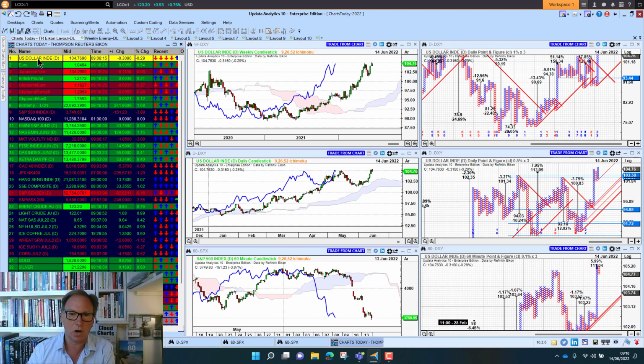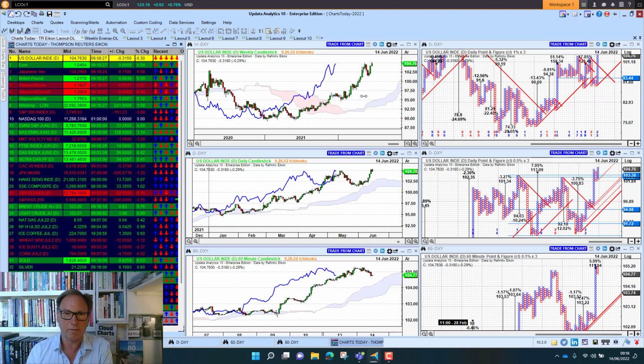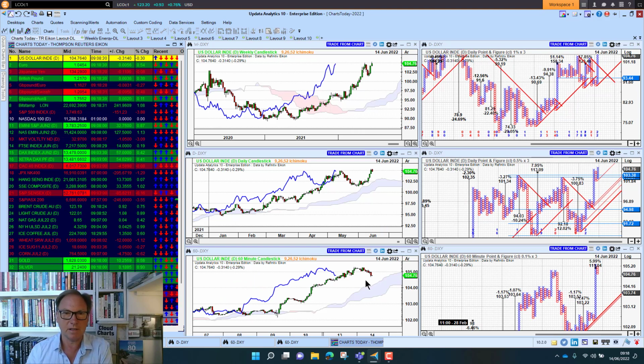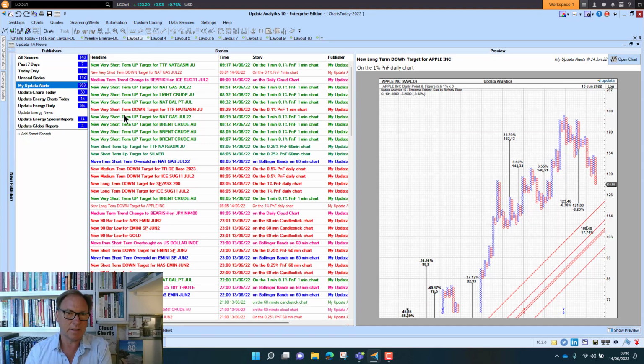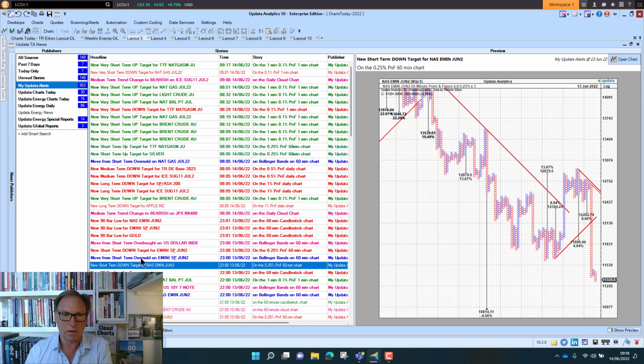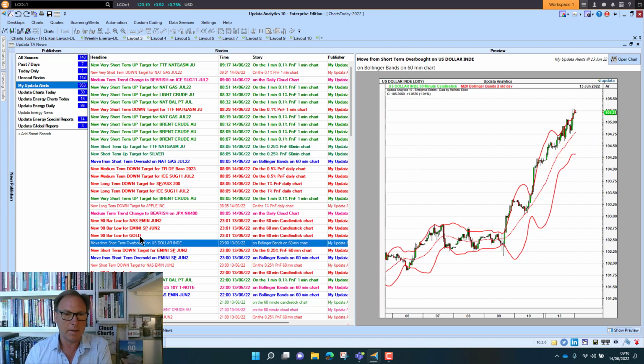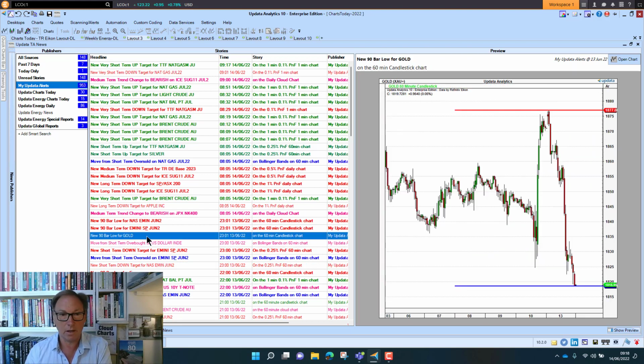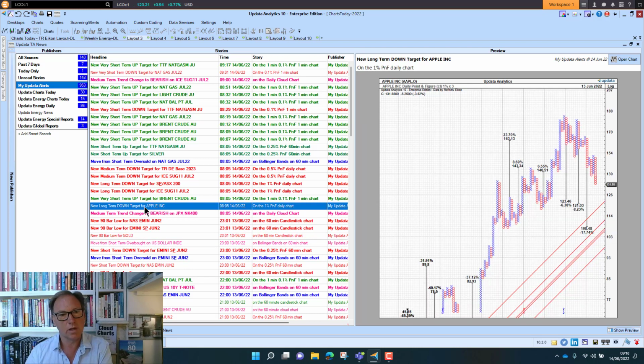The dollar is strong on all three time frames. Remember, this is my weekly, my daily, and my 60-minute. And if I look at just some of the alerts, lots of downside targets just kicking in, and we can just literally go and look at some of these. So gold hitting a 90-bar low, not what you'd expect with markets falling. Normally that's a risk-on trade. New target for Apple. So you can set these targets up on whatever you want to watch, basically, in your updated news.